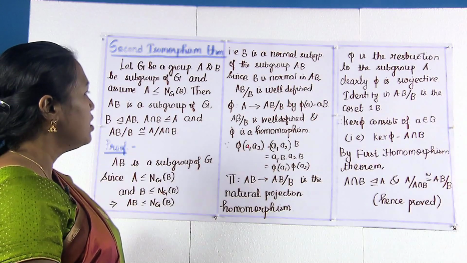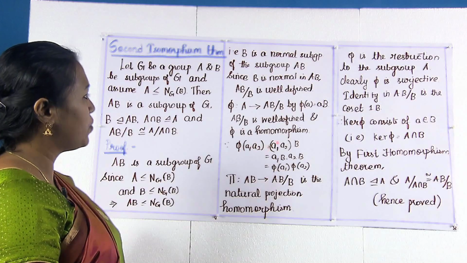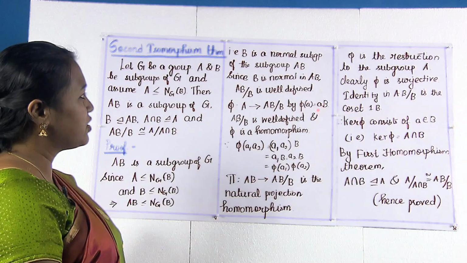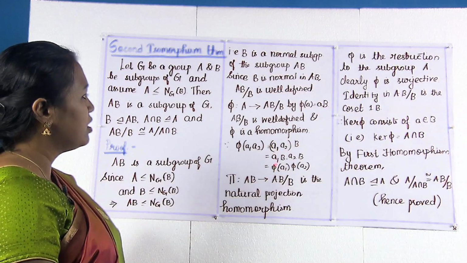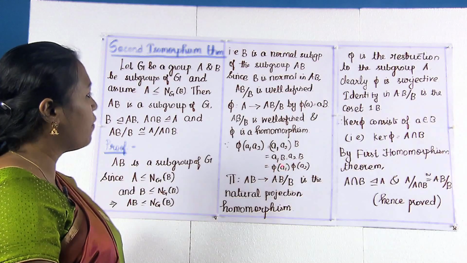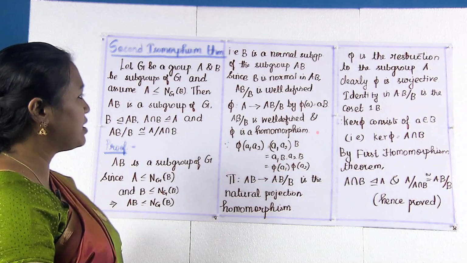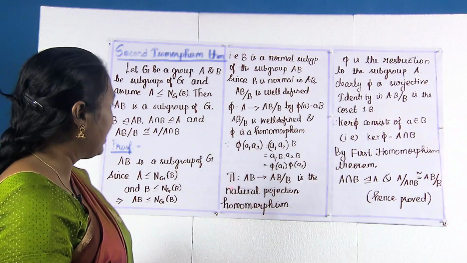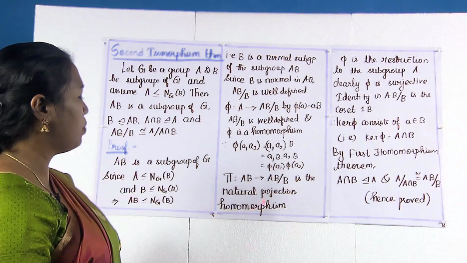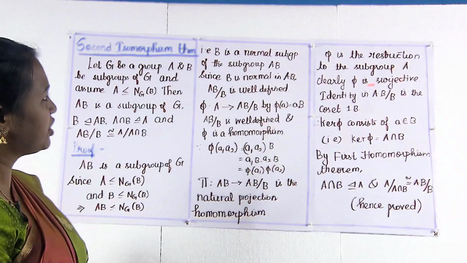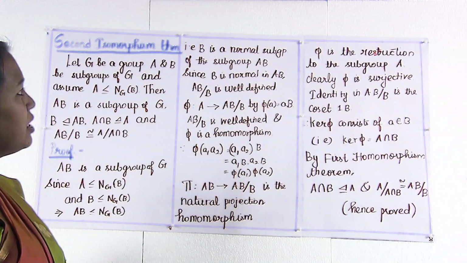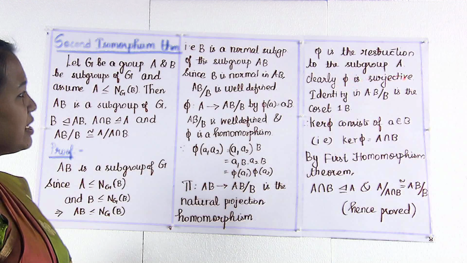This can be verified. So, phi of A1 A2 is equal to A1 A2 B. This is the definition. So, phi of A1 A2 will be, instead of AB, we have A1 A2 here. So, A1 B times A2 B, which is a small manipulation. So, phi of A1 times phi of A2. So, clearly phi is a homomorphism. Now, let pi be a function from AB to AB by B, which is the natural projection homomorphism. Now, phi is the restriction to the subgroup A. So, this is the natural projection and phi is the restriction to the subgroup A. So, clearly phi is surjective.